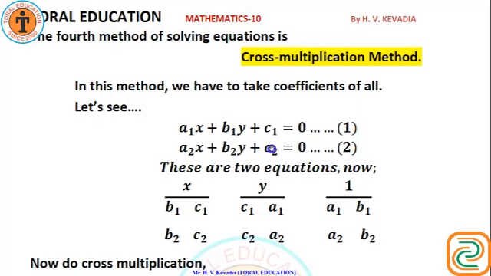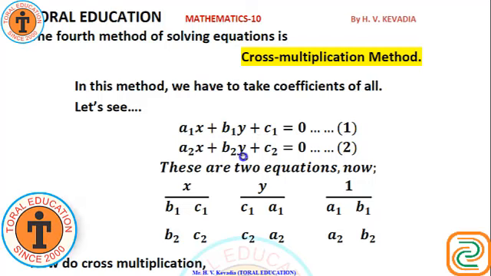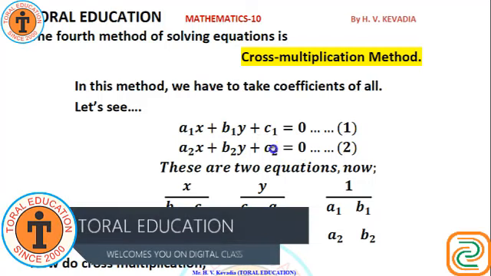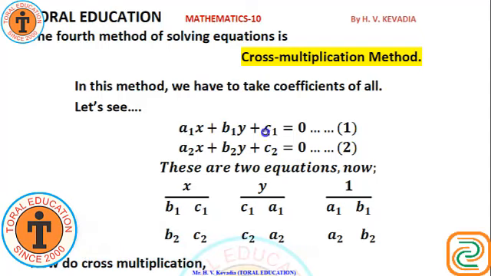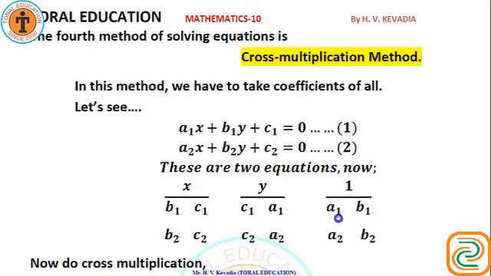So here are the two equations: a1x plus b1y plus c1 equals 0, a2x plus b2y plus c2 equals 0. Here a1, a2, b1, b2, c1 and c2 are coefficients and x and y are variables. So what should we do? First of all, when we are taking this kind of x, y and 1, we should take care of this cross multiplication, which is also known as Cramer's method.